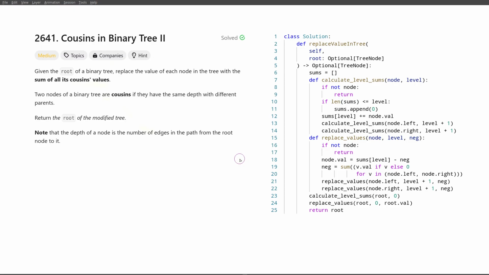It will probably be quadratic because for every node, if we're naive, we have to traverse the whole tree to find all its cousins. The reason is that we want the sum of all the cousins' values, and there can be a lot of cousins that are far away in the tree.